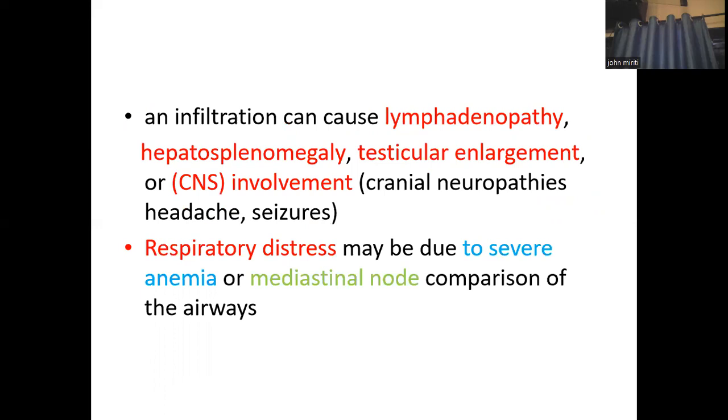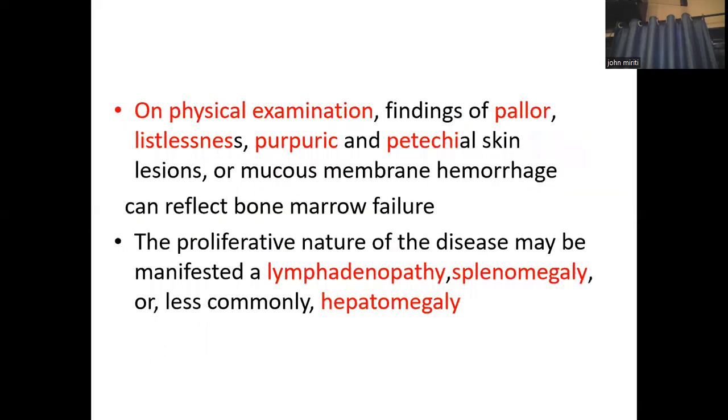And the most common is the thymus related type of lymph node. So in this case, when you do your physical examination, your findings will show the patient is filled with restlessness, petechiae and petechial hemorrhage on the skin and mucous membrane hemorrhage, and can show bone marrow failure. The proliferative nature of the disease may be manifested by lymphadenopathy and splenomegaly, and less commonly hepatosplenomegaly.